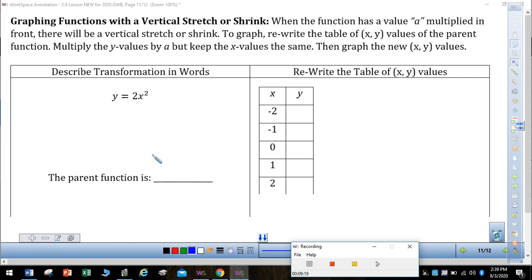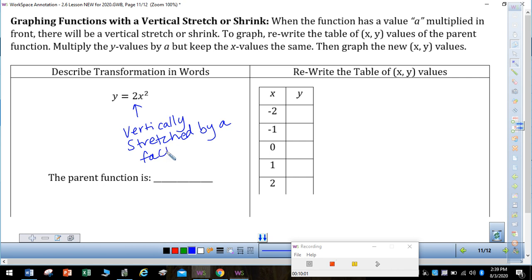Then we're going to finish by graphing the new x, y values. So let me show you an example of that. If we want to graph y equals 2x squared, the description of the transformation is that it is vertically stretched by a factor of 2. Okay, the parent function is y equals x squared.